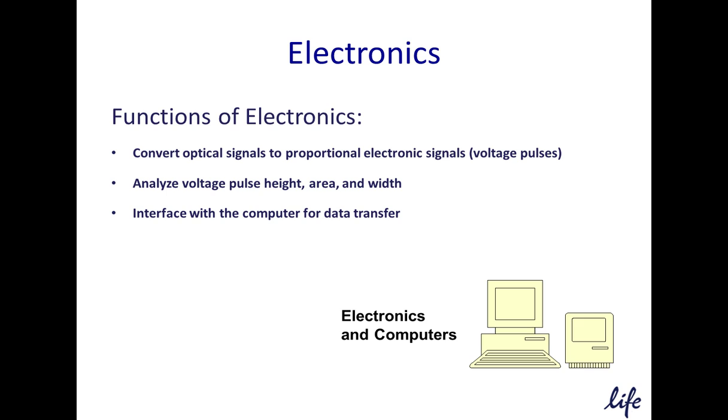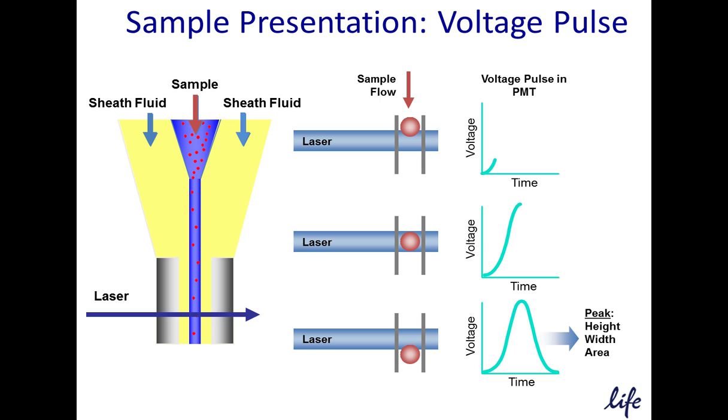Electronics convert optical signals to proportional electronic signals, or voltage pulses. We can analyze the voltage pulse height, area, and width, and we also interface with the computer for transfer of data.